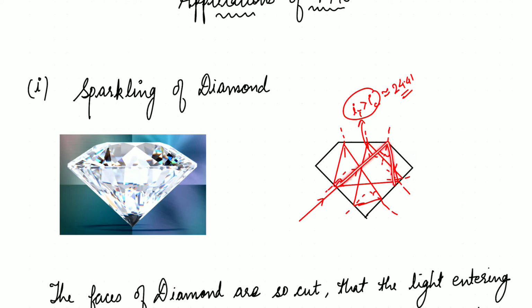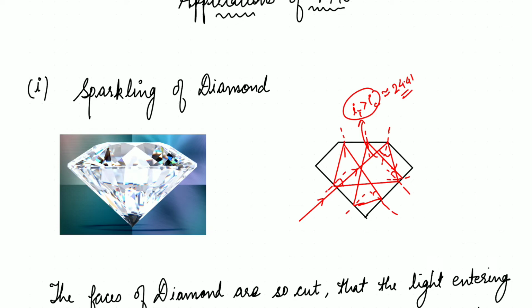So because of these multiple total internal reflections, we see the diamond shining so brightly. But actually, what is happening inside is that there is light trapped inside, right? That is what is actually happening. So it does come out, that's why we are able to see it.